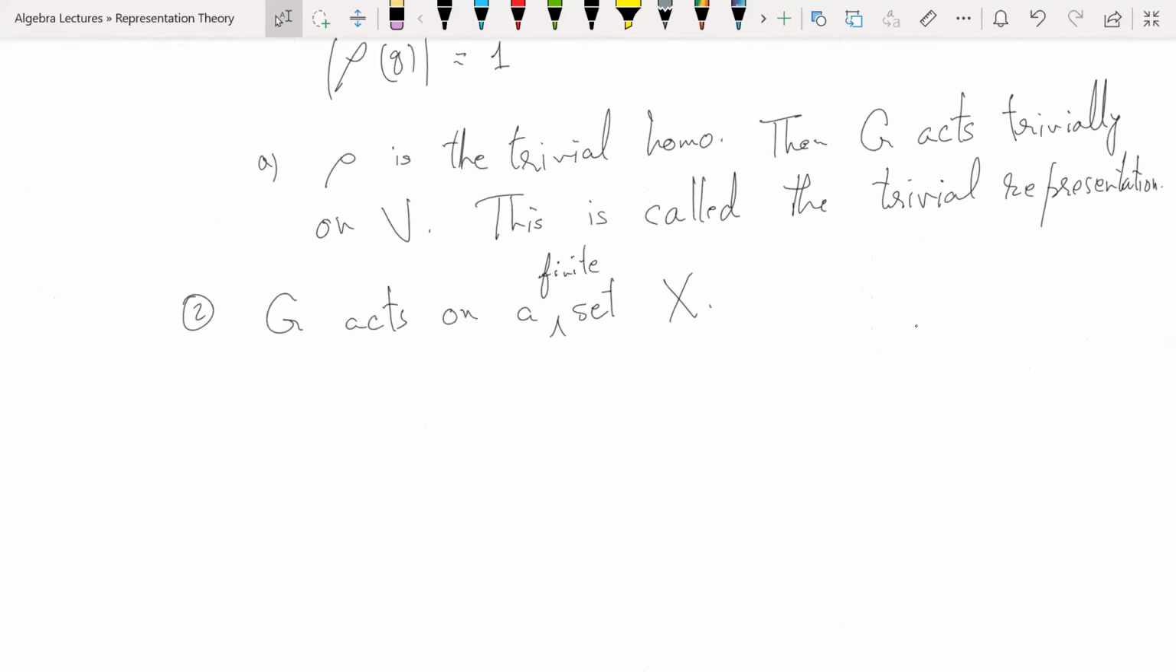So G acts on a finite set X. Of course, if X doesn't have a vector space structure, you can't do anything, but you can construct a vector space out of X. You look at a vector space over X in the sense that it has a basis consisting of elements of X. So let Vx be a C vector space with the basis consisting of elements of X.